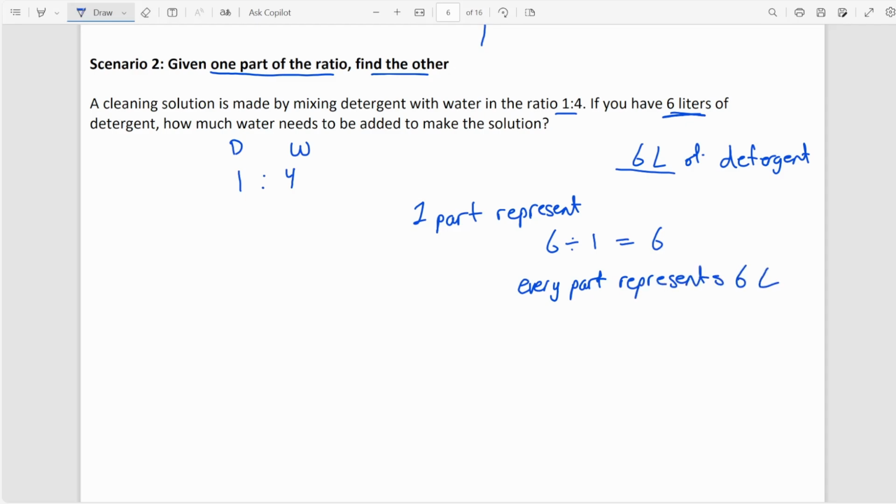So now you have 4 parts for water. So how much water do I need? I need 4 parts multiplied by what each part represents, which is 6 liters. So 24 liters of water. Okay, that's it.